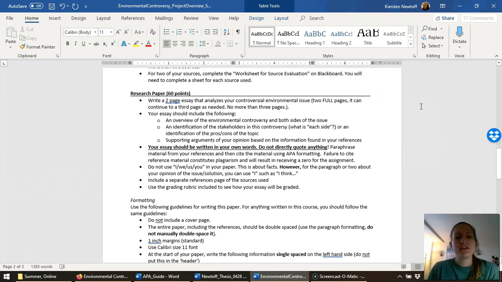So the research paper needs to be a full 2 pages. Honestly, you should just say it needs to be 3 pages so that you know it can go over to the 3rd page. You're going to give an overview of the issue, both sides of the issue, and then finally your personal take on it. Based on all the information you read, how do you feel about it? Are you for it? Are you against it? Do you think there needs to be more regulations? Do you think XYZ?